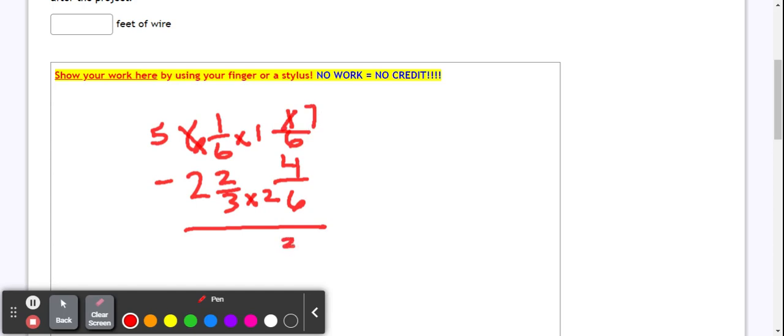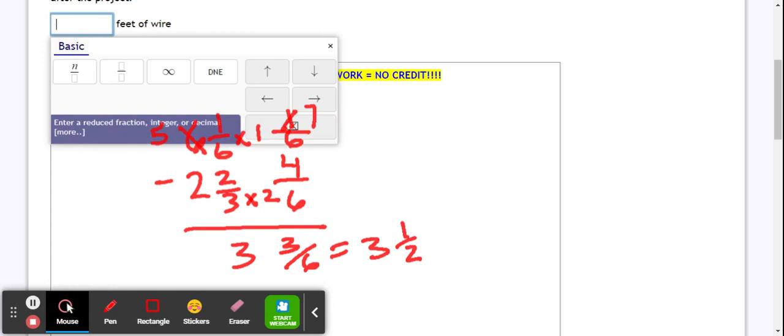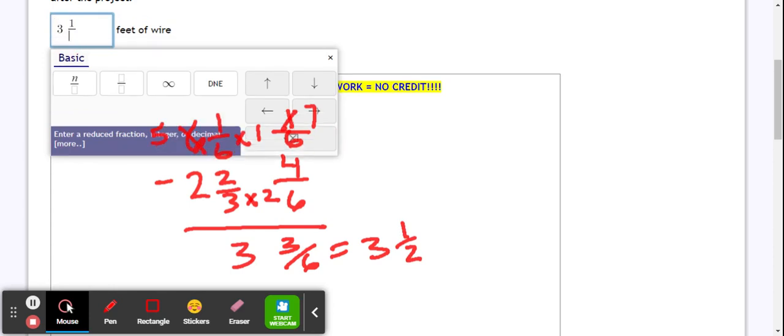And now I can subtract going down. 7 minus 4 is 3 out of 6. 5 minus 2 is 3. 3 and 3/6 is the same thing as 3 and 1/2. And that will be our answer here. 3 and 1/2.